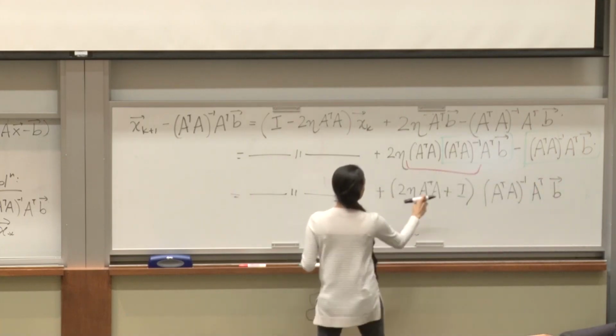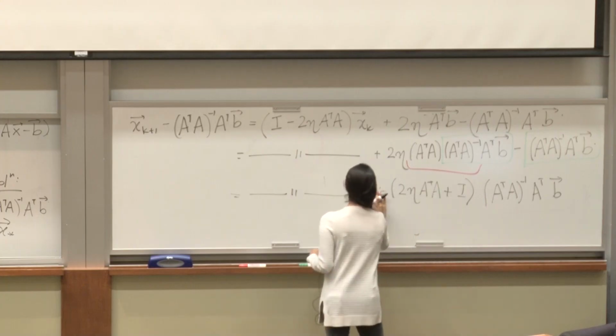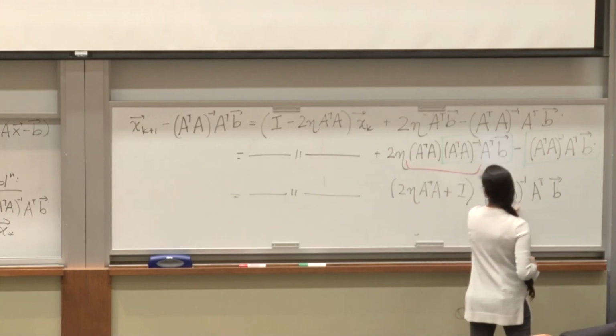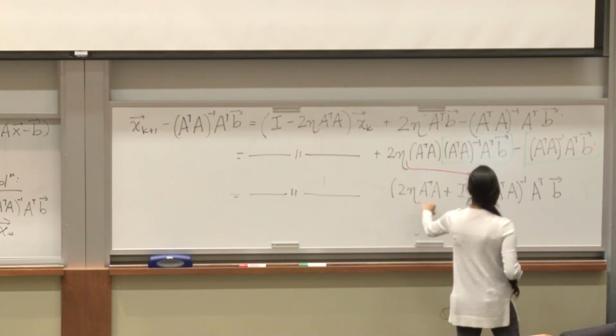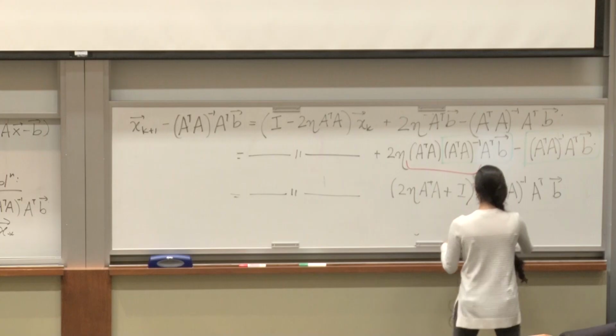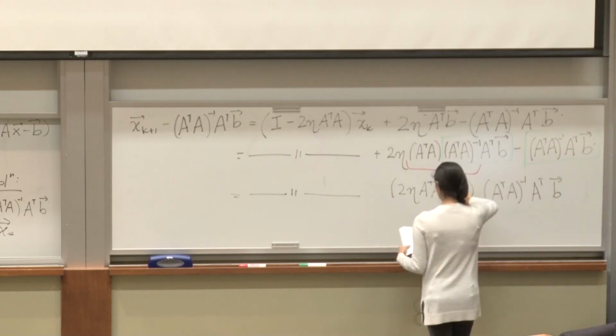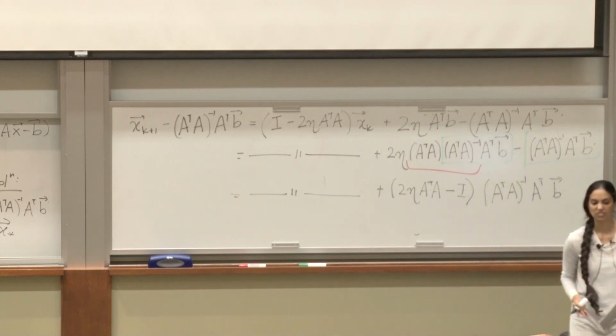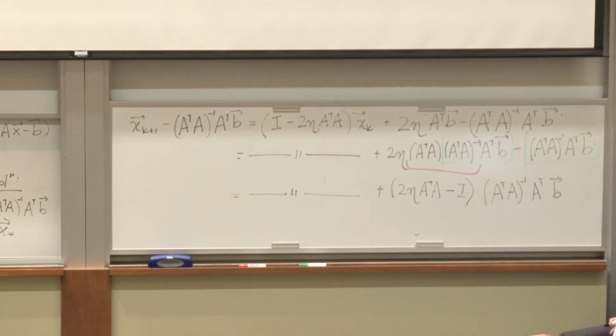And so let me make sure my signs are correct. This times this should give me a plus sign. This times this should give me a minus sign. So I want to have a minus here and a plus here. Everyone with me?